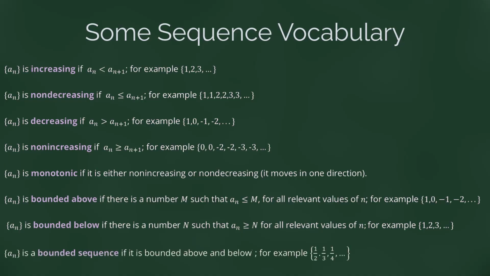Lastly, we're going to define a sequence to be bounded if it is bounded both above and below. So consider the sequence 1/2, 1/3, 1/4, 1/5, and so on and so forth. That's going to be bounded above by 1 and bounded below by 0.